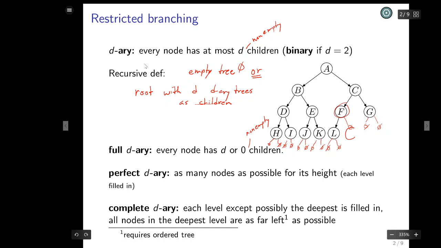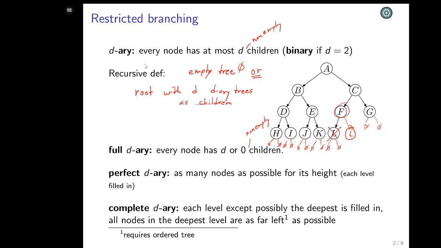If this was L, would this be a complete binary tree? No, it wouldn't, because the direction of the arrows matters. This is what I mean by the tree needs to be ordered. There's a left child and there's a right child.